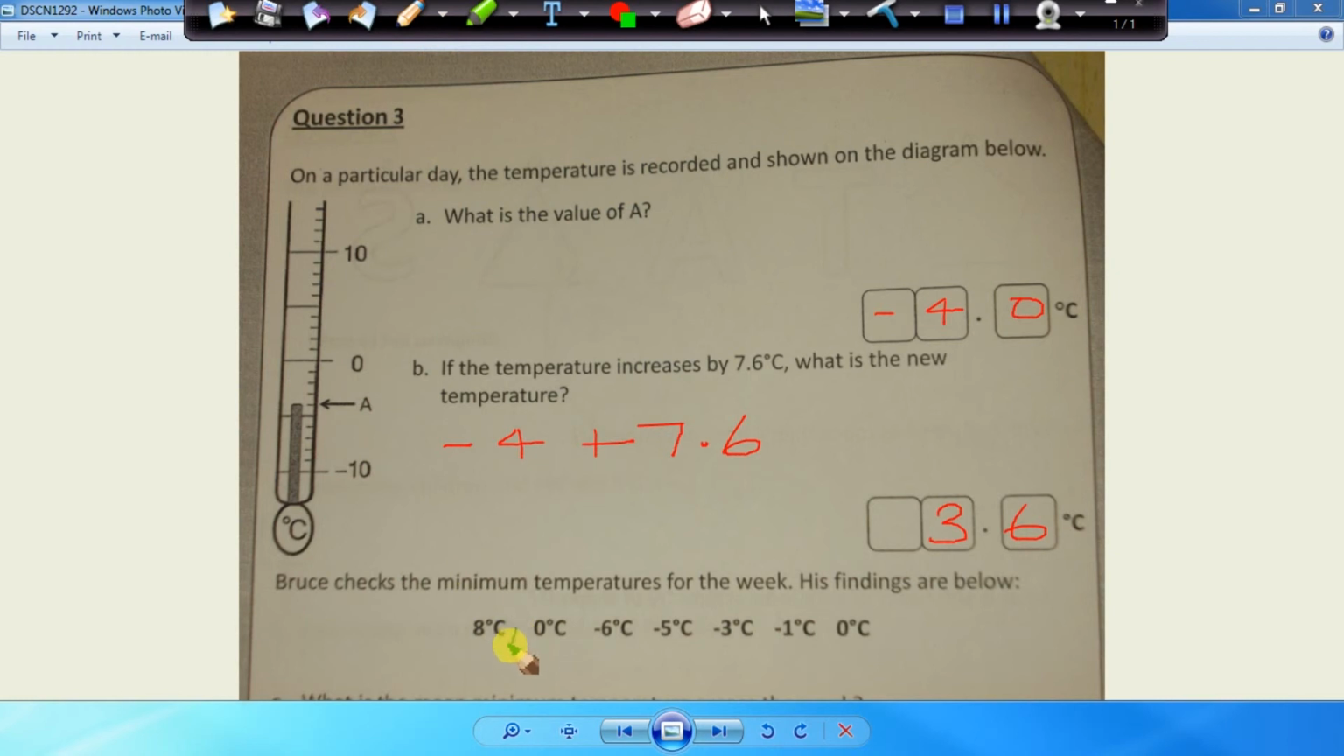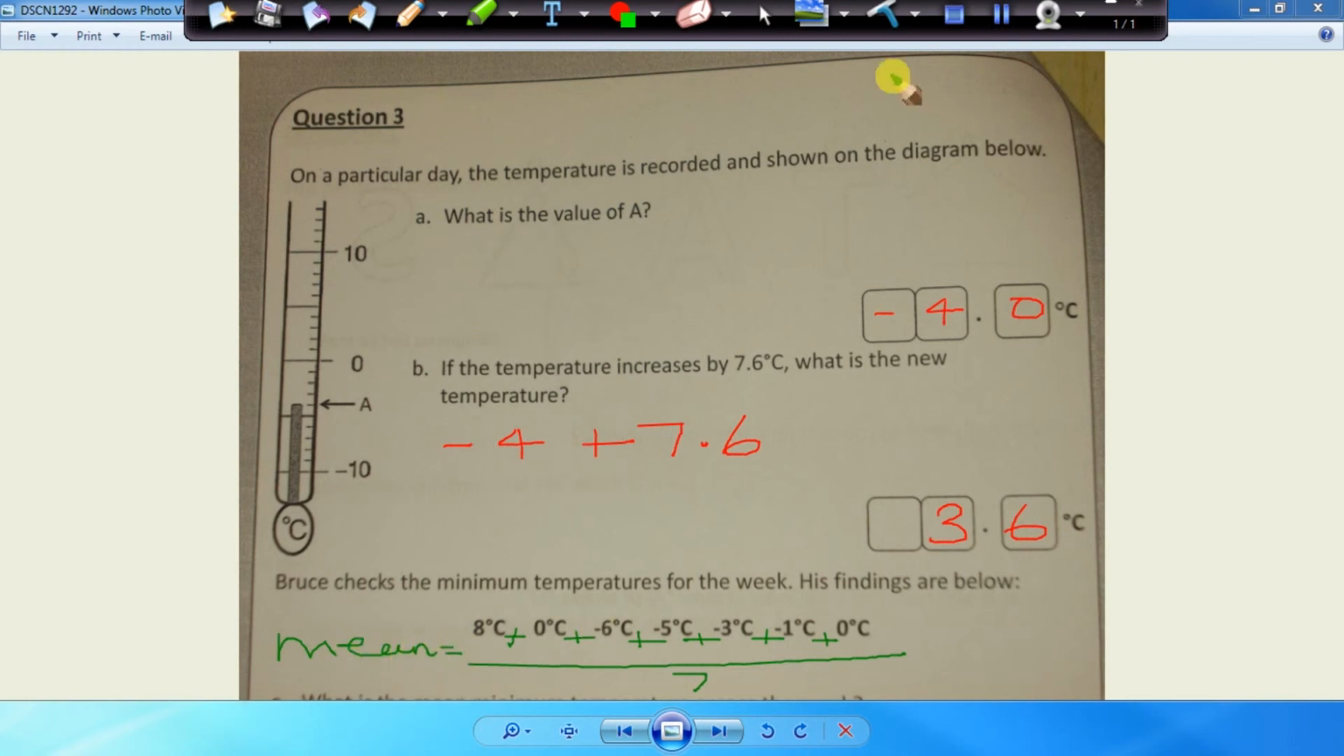So here are the numbers. So this number, add that number, add that number, add that number, add that one, and then we're going to divide it by how many days there were in that particular week. How many numbers do we have? 1, 2, 3, 7. So that will give you the mean. We've got to work out the mean minimum temperature. So the mean is equal to this.